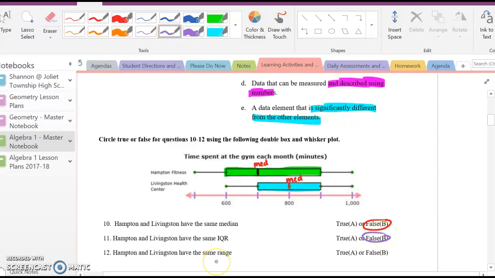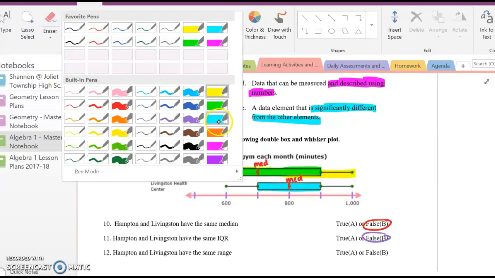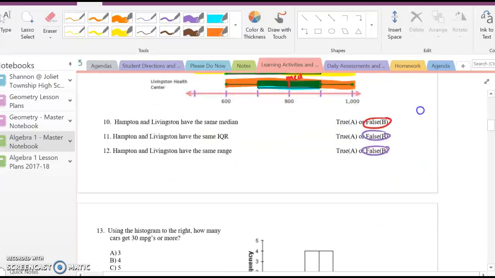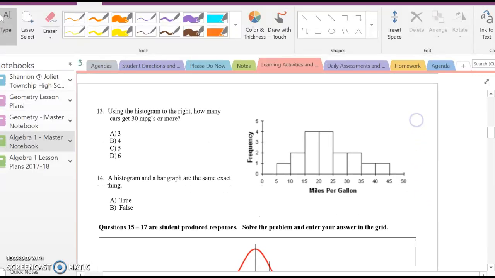Hampton and Livingston have the same range. Now we're going the entire length of the box plot. This one goes from the minimum at 500 to 1,000, but the other one only goes from 600 to 1,000, so it's not the same. Again, it is false. Okay, so that's page 1. Page 2, more multiple choice.